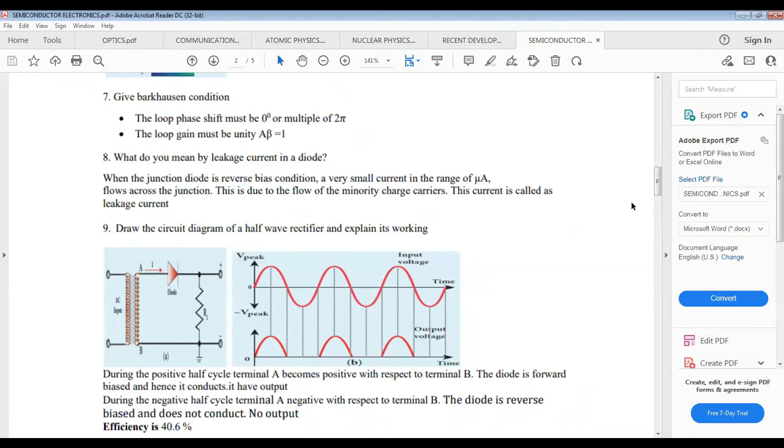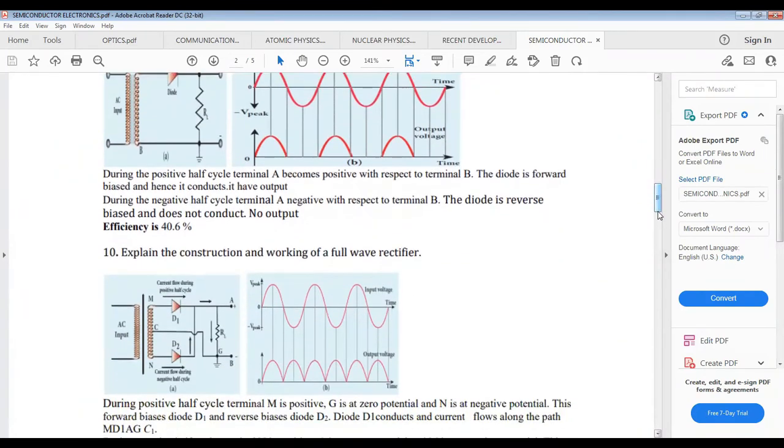So forward biasing means positive potential is connected to the P-type semiconductor of the diode, and negative is connected to the N-type of the diode. Coming to the efficiency, it is only 40.6%, because only one half of the AC is rectified, the other half is not rectified.